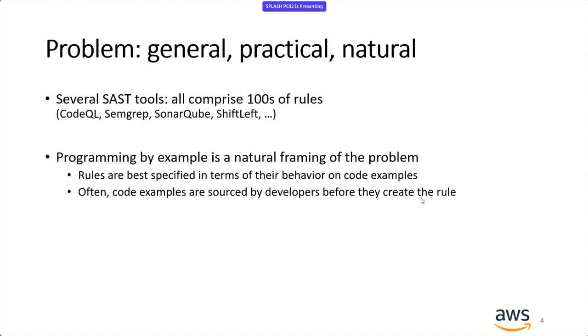I would also like to argue that programming by example is a very natural framing of the problem. These rules are pretty complex objects, and they're best specified in terms of their behavior on code examples. And it is for this reason that when a rule creator is actually creating these rules, they first source code examples. They concretely specify what the behavior of the desired rule would be on those code examples, and only then do they start creating these rules.